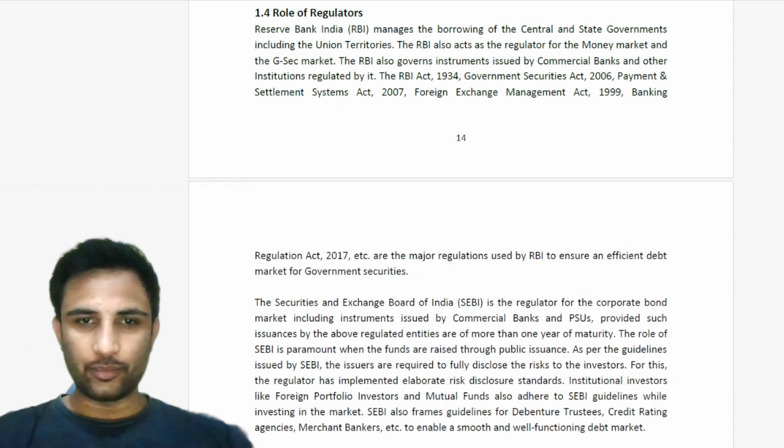Let's continue with the next chapter, that is chapter 1.4, Role of Regulators. Reserve Bank of India manages the borrowing of the central and state governments, including the union territories. The RBI also acts as the regulator for the money market and the government securities market.